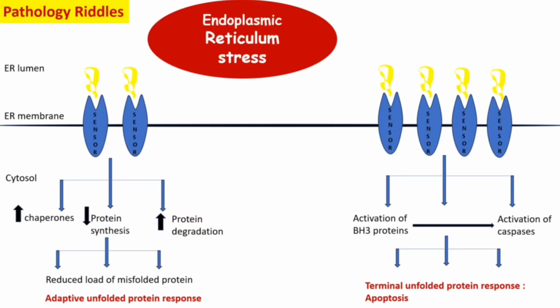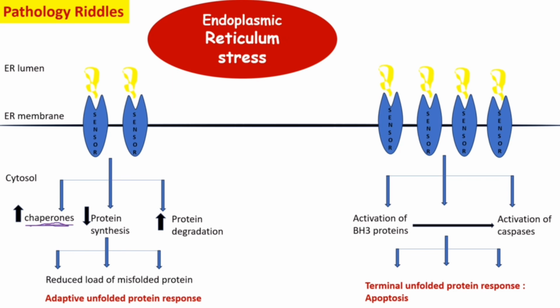The next mechanism of cell injury is endoplasmic reticulum stress. Normally, a step in protein synthesis is protein folding. Sometimes the protein can undergo misfolding. As soon as misfolding happens in the endoplasmic reticulum, and when it is trying to release it into the cytoplasm, the endoplasmic reticulum membrane has sensors which will identify these misfolded proteins. And when they sense this, they are going to signal the chaperones.